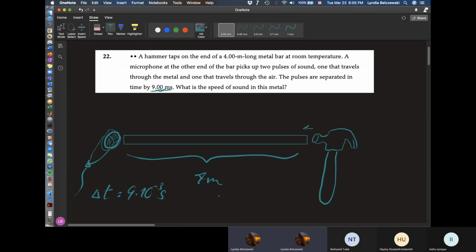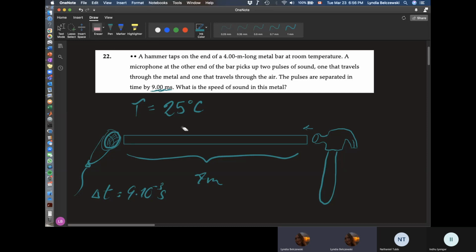And so given this information, we also have room temperature, which, correct me if I'm wrong, and do let me know in the chat if I have this wrong, but I'm pretty sure they say room temperature is 25 degrees Celsius, but it might be 20. Let me know in the chat if I have that wrong. In the meantime, though, we're going to use all this information to figure out what is the speed of sound in the metal. And we're saying room temperature is 20 degrees. Cool, thank you.